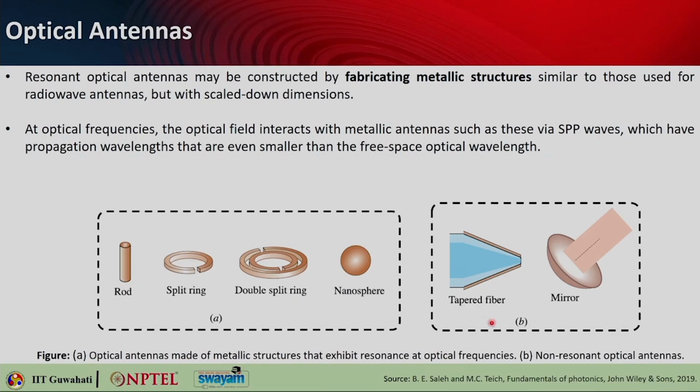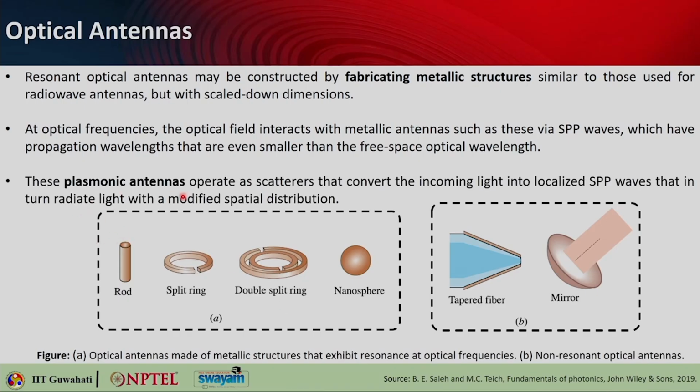So, they are very similar to the microwave antennas you can think of, and these are basically sub wavelength antennas. They are basically close to the radio wave antennas we have seen in the previous slide. These plasmonic antennas operate as scatterers that can convert the incoming light into localized surface plasmon polariton waves that in turn radiate light with modified spatial distribution. So, you can actually decide the directionality of the light beam being scattered, and also the spatial distribution of the optical intensity of the reflected or scattered light.